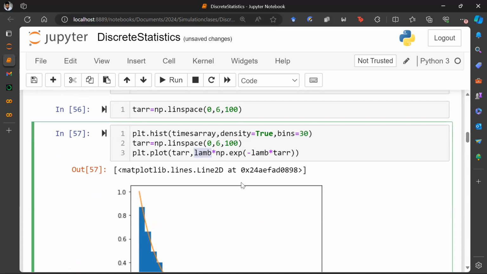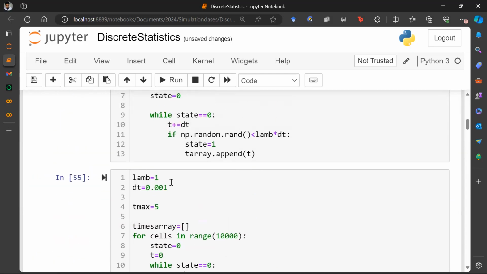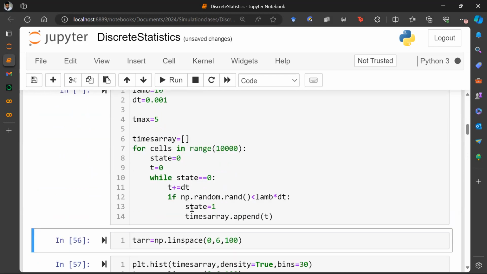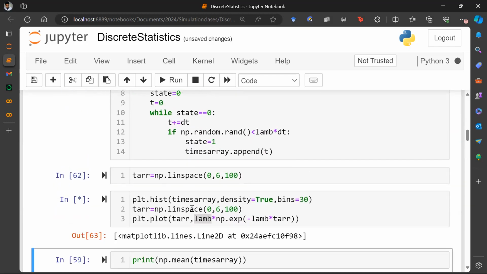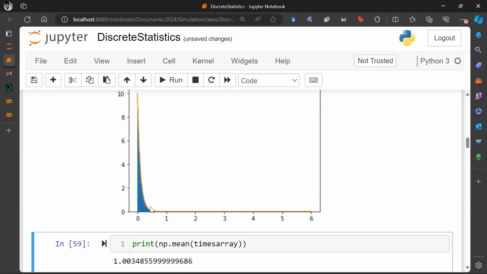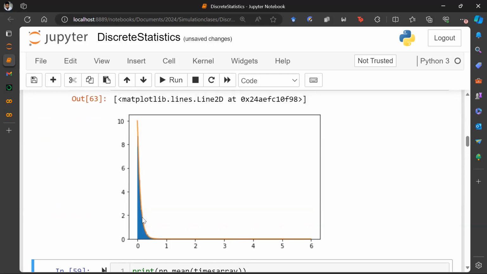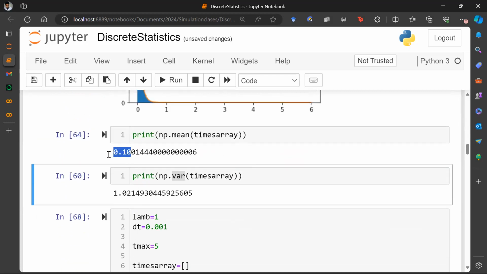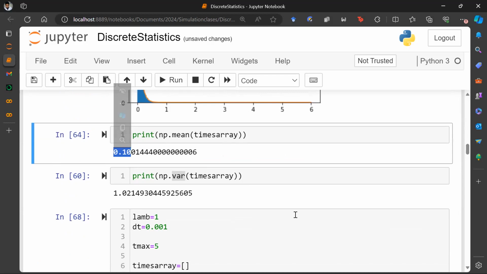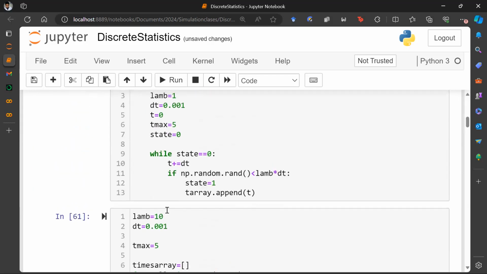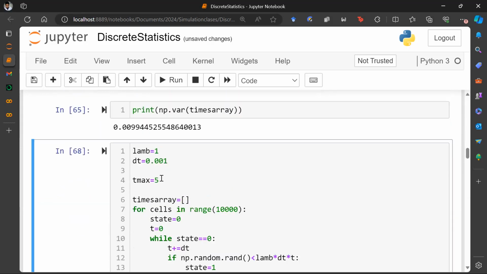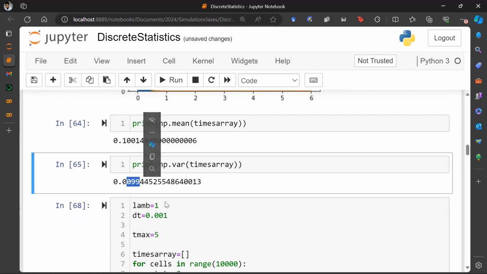Why? Because my lambda is exactly one. I can make it bigger, let's say 10, and I can run it again. So here you see the distribution has less width, and the mean is 0.10, as we expected: 1 over lambda, 1 over 10, that is 0.1. And the variance also has to be very close to 0.1. In this case, it's 0.0099.